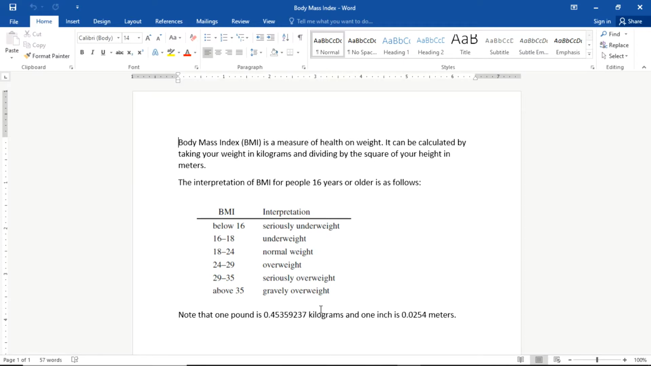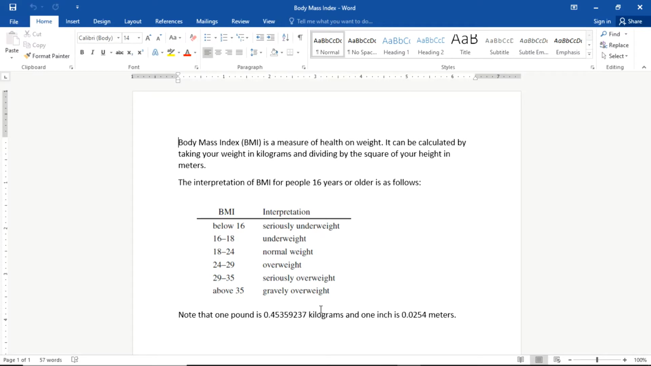If you have less than 16, and you're 16 years and above, we can say you are underweight, seriously underweight. If your BMI ranges between 16 to 18, then you're underweight. If your BMI ranges between 18 to 24, then you have a normal weight. And if your BMI ranges between 24 to 29, you're overweight. 29 to 35, you're seriously overweight. And above 35, you're gravely overweight, and you need to do something about that. So this applies to people who are 16 years or older.